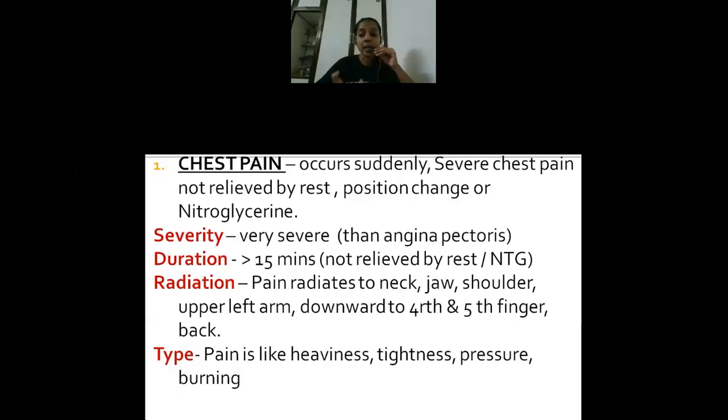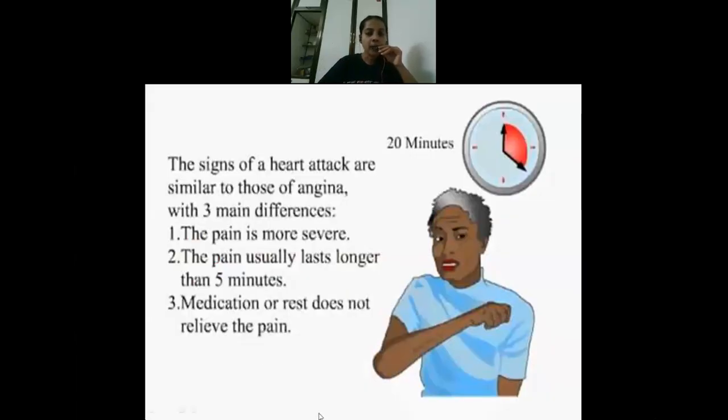So immediately when they are experiencing chest pain, it is well and good to go and get an ECG. And what is the type of pain? Already I told, it is like a pressure, like a heaviness, burning, or tightness. You cannot explain this type of pain. They will be just holding the chest and they will be just screaming. So this is actually the difference between MI and anginal pain. Already I have explained it.